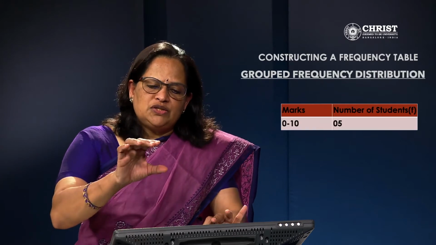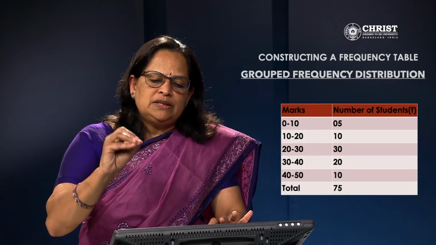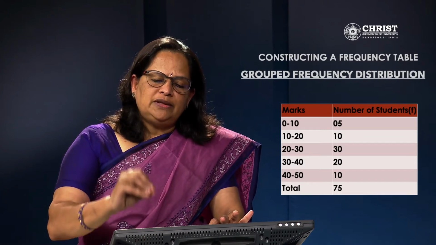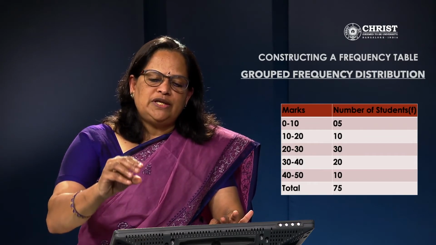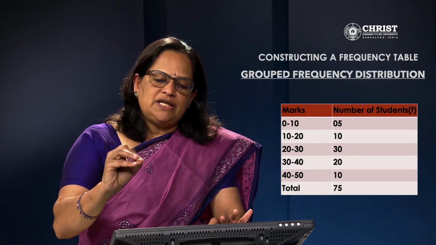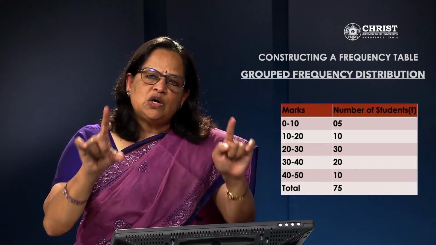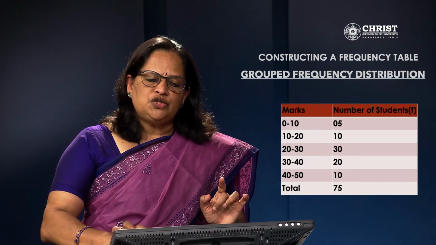Now, marks of the students, I put a frequency distribution: 0 to 10, 10 to 20, 20 to 30, 30 to 40 and 40 to 50, and the frequency values are given. The first one is 5, second one is 10, 30, 20 and 10. Total frequency is 75. This is how you will see a group frequency distribution.